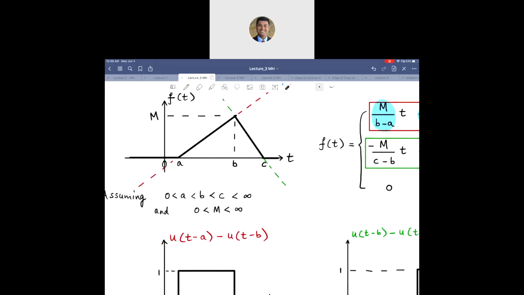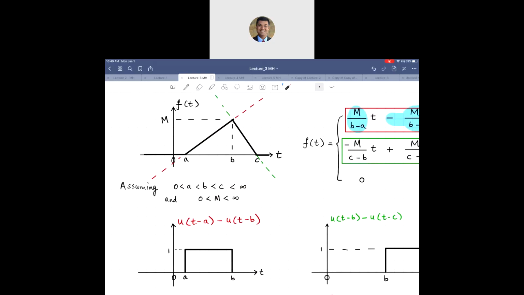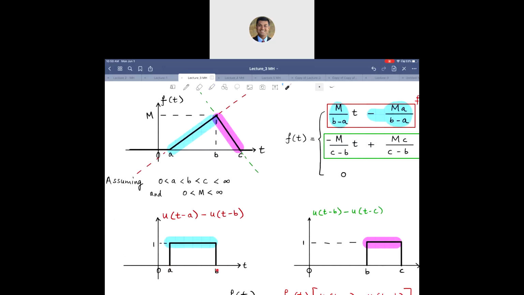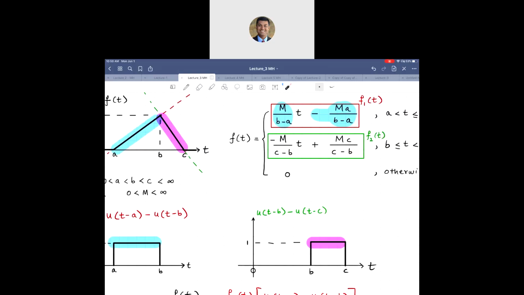Then we multiply those specific equations of the line with two different gate functions. Because this is one line and this is another line, I'm going to use one gate function for the increasing line, and one different gate for the line going down. I need something that turns on at a and turns off at b. That's u of t minus a minus u of t minus b, with a height of 1, so there is no scaling, it's just unit steps. Similarly, for the line going down, I have another gate, u of t minus b minus u of t minus c. Open at b, close at c, and still the amplitude is 1.